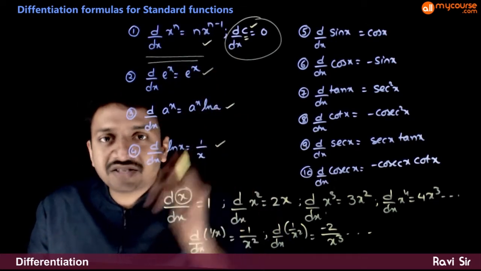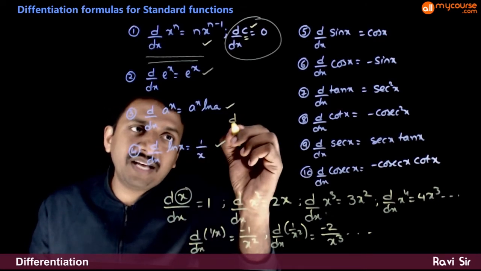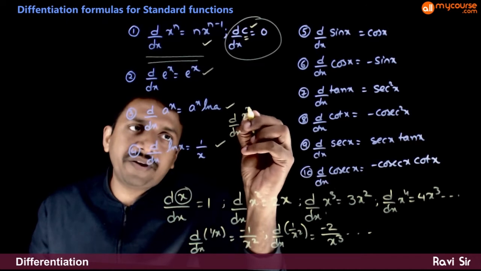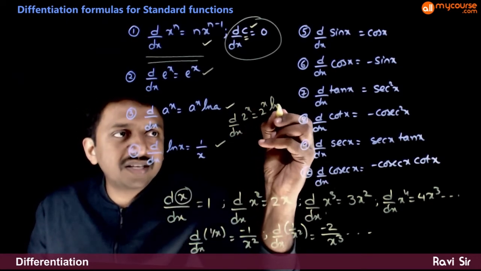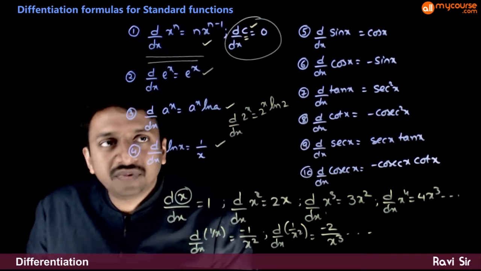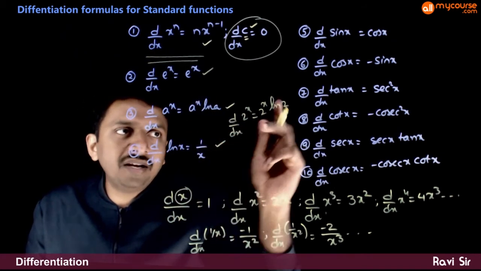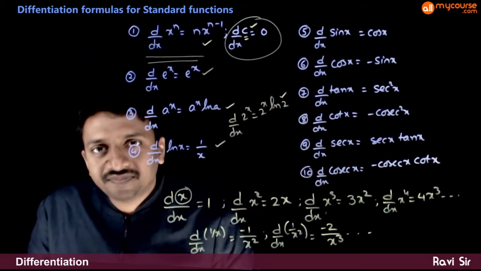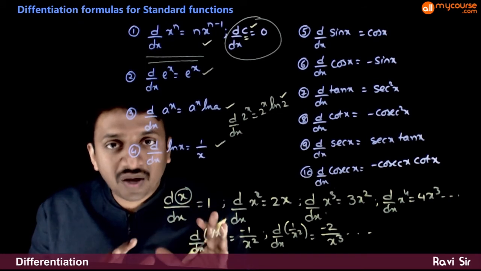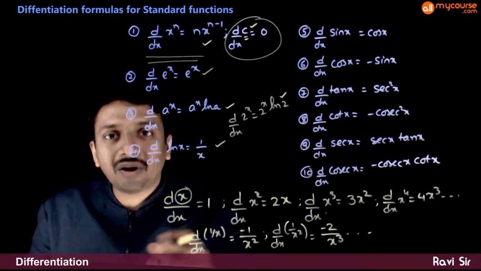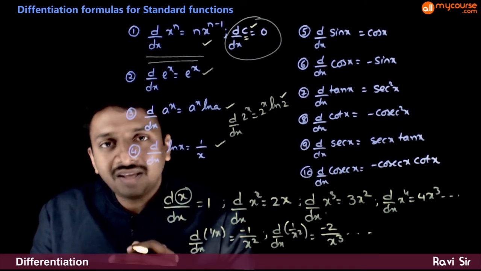The other formulas are straightforward. Similarly, for example, if you want d by dx of 2 to the power x, the answer is nothing but 2 power x ln 2. A is equal to 2, so you get 2 power x ln 2 as the answer. So take a pause and try to remember all these formulas and commit them to your memory very well before going to the next topics.